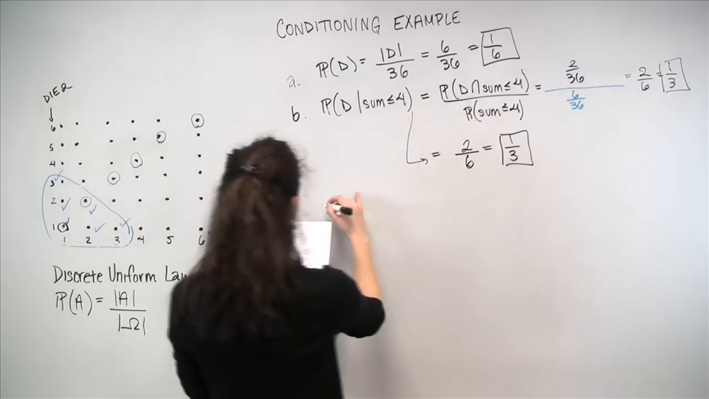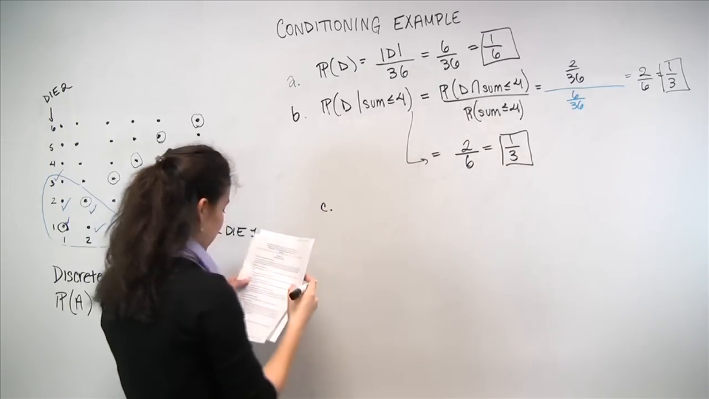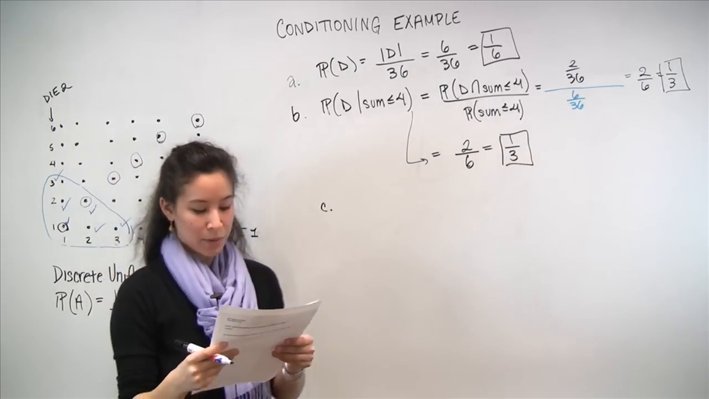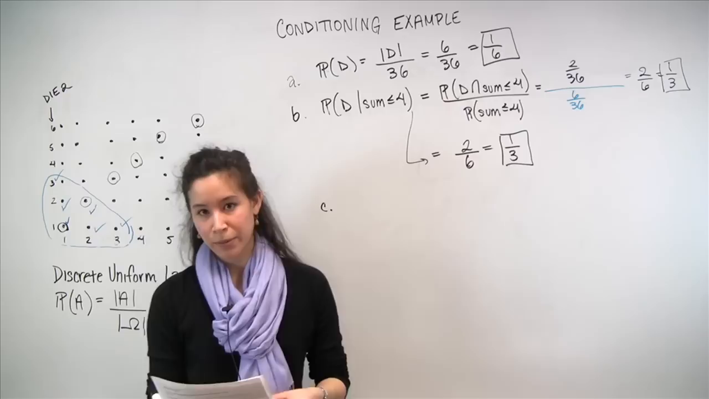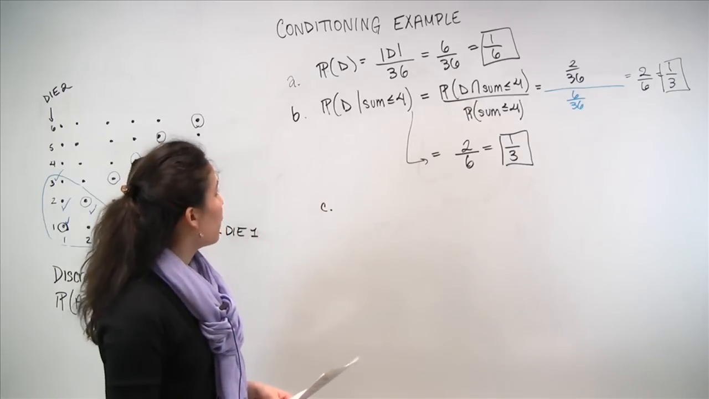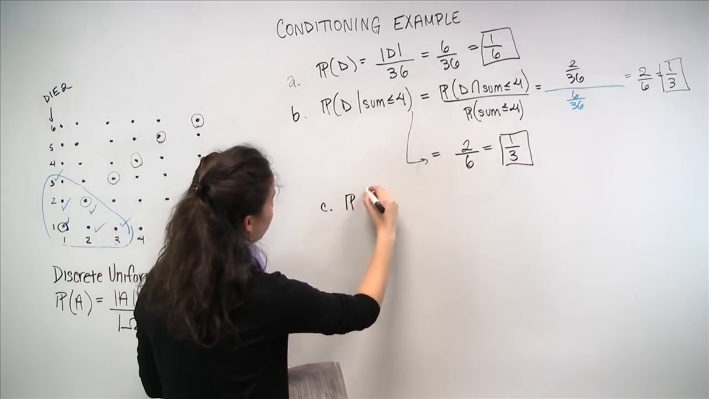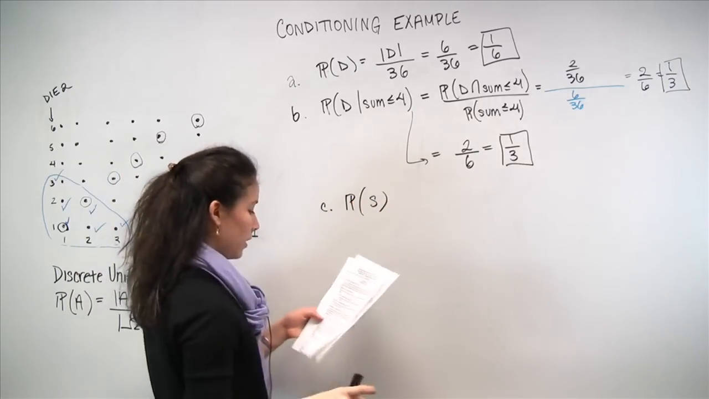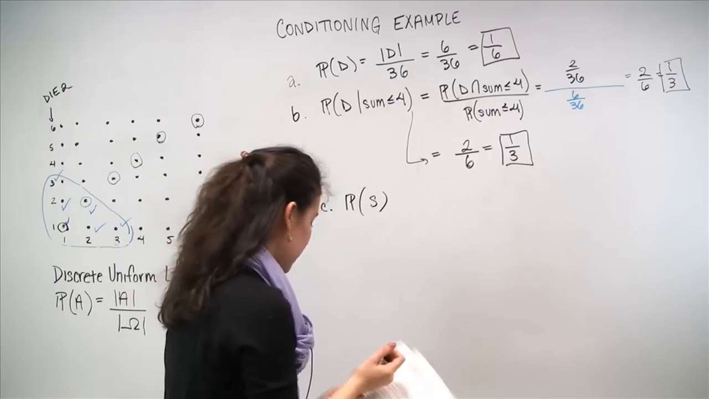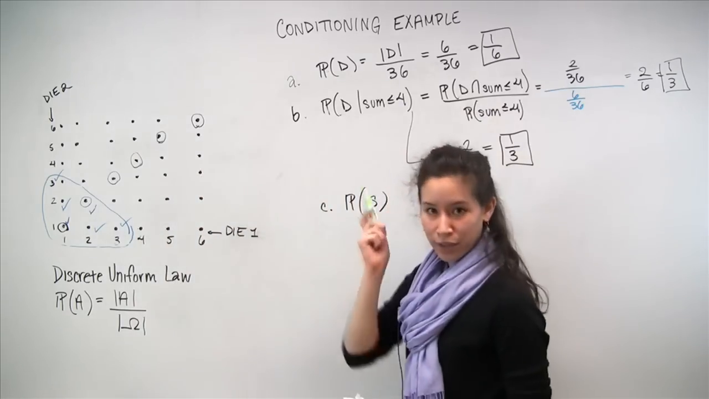Let's move on to part C. So part C asks for the probability that at least one die roll is a 6. So I'm gonna use the letter S to denote this. The probability that at least one die roll is a 6. So let's go back to our picture and we'll use a green marker.